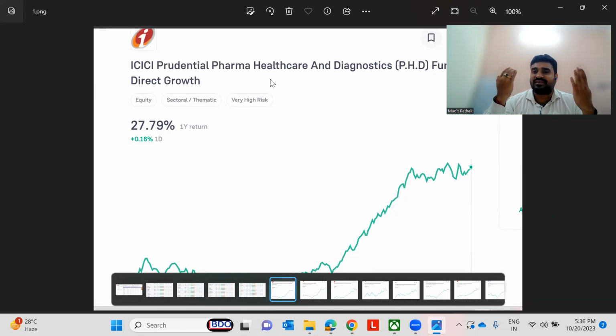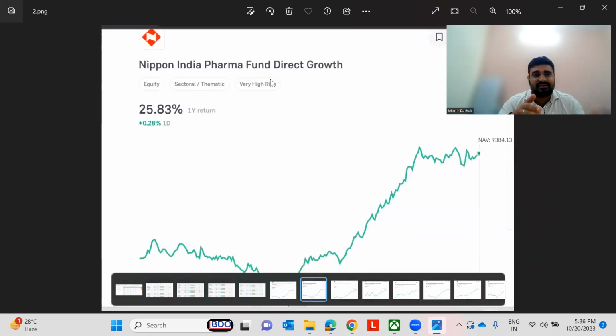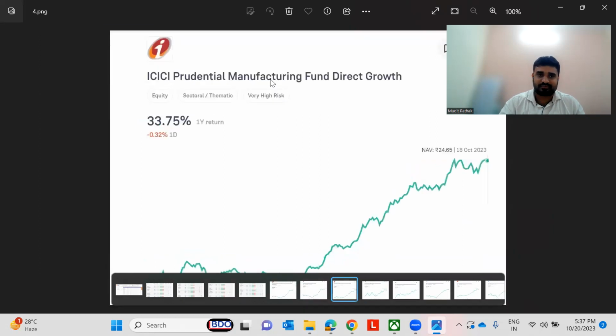If you want to invest in pharma sector directly, the sectoral investment can be through a mutual fund. Similarly, this Nippon India Pharma has given a 26% return, still better than the market average for the last 1 year. So you can see this is basically what a sectoral investment is: targeting a different sector, analyzing that and investing in that sector through a mutual fund.